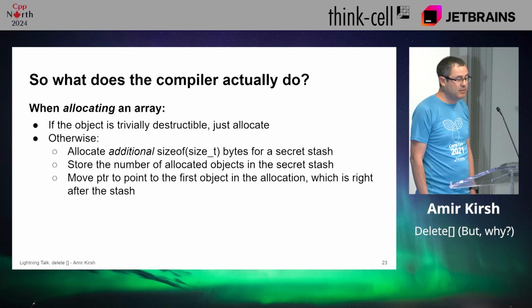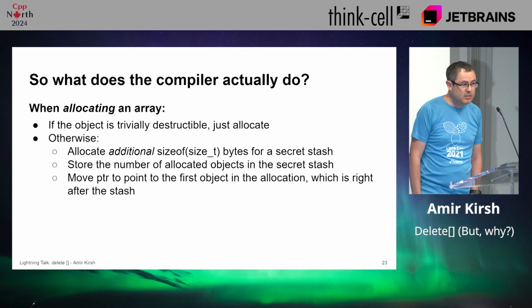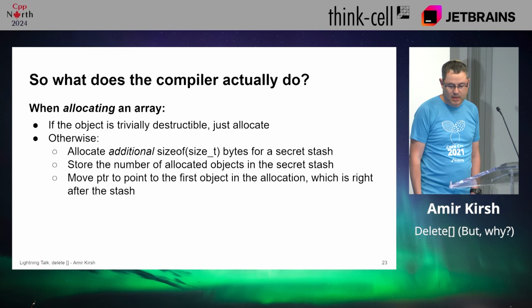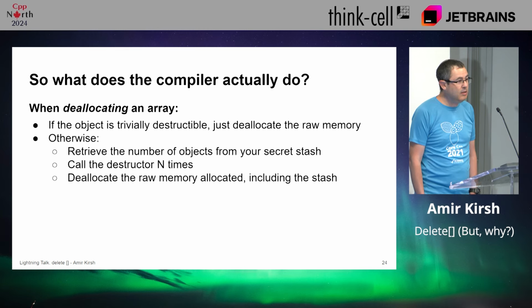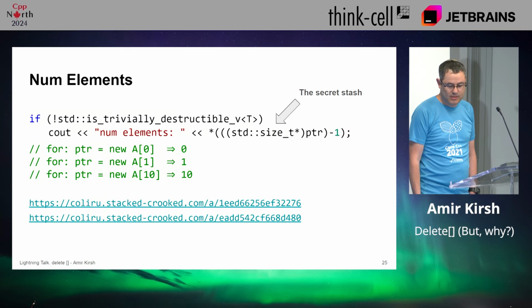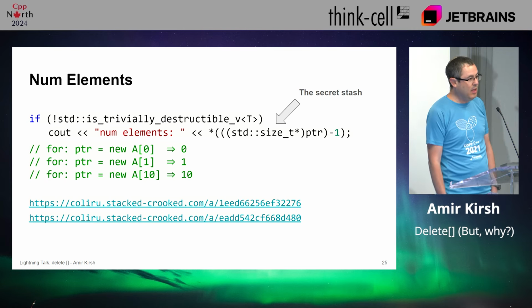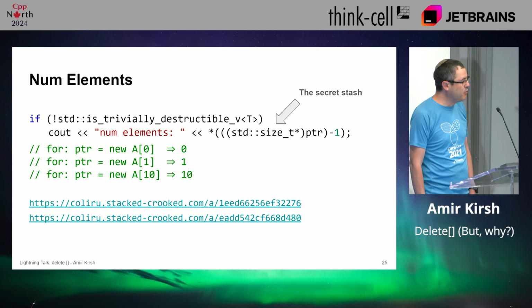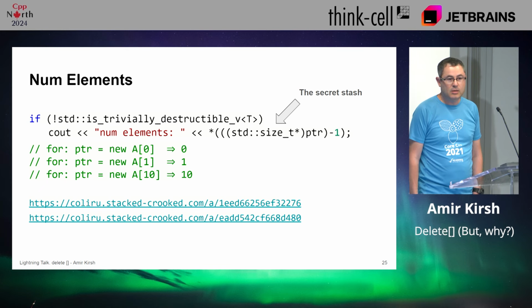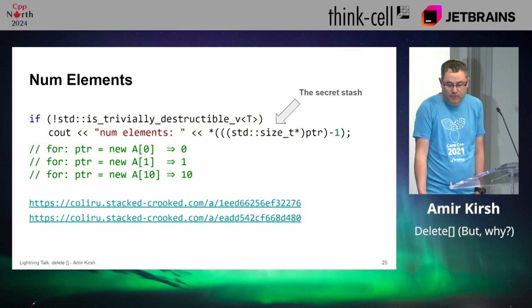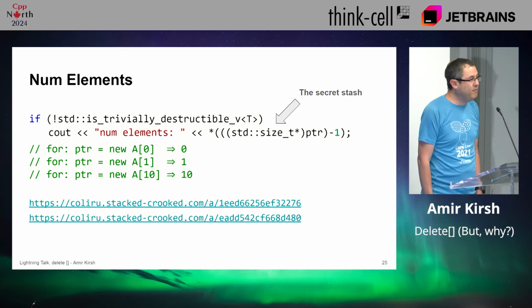the required number of objects, but it also allocates a size t just in front of the allocation, where it stashes the actual size. And then when we deallocate, it goes there and fetches the size. So if we are not trivially destructible, then we can go back ourselves 8 bytes, let's say, or size t bytes before the allocation, and look for the actual number of elements being stored.